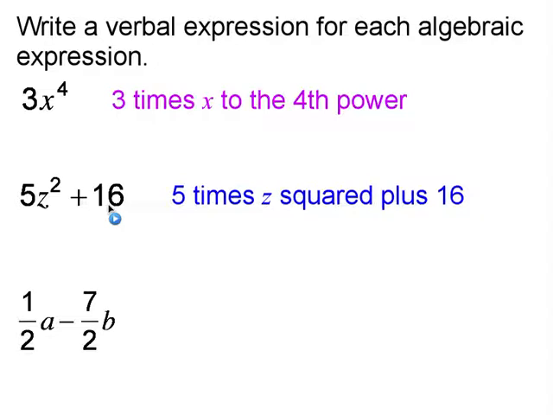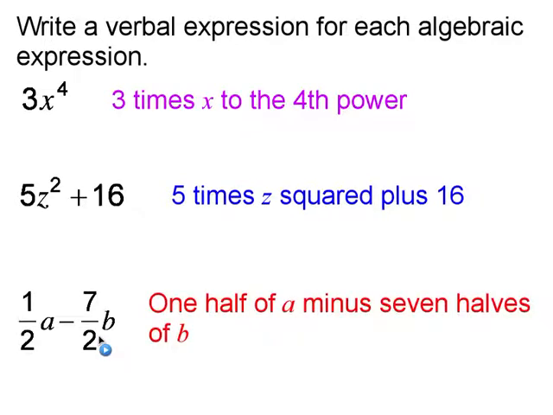The very last one. 1/2 times A minus 7/2 times B. There you go. Okay, now I did something a little different. Instead of putting times, I just did "of," because remember, "of" means times. So you could do "of," you could do times, it doesn't matter. But you could have 1/2 of A or 1/2 times A, minus 7/2 of B or 7/2 times B.